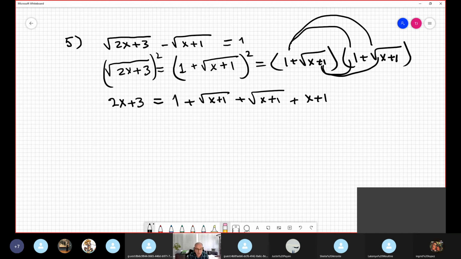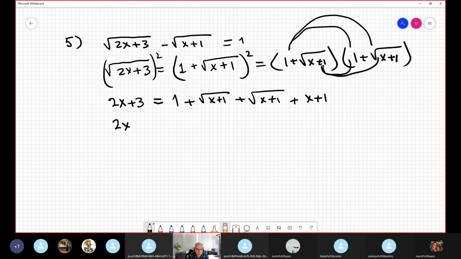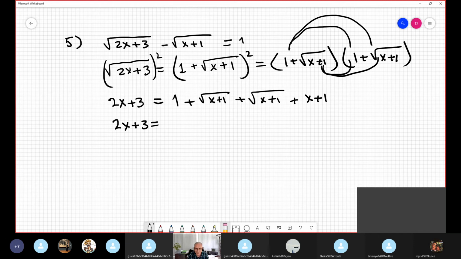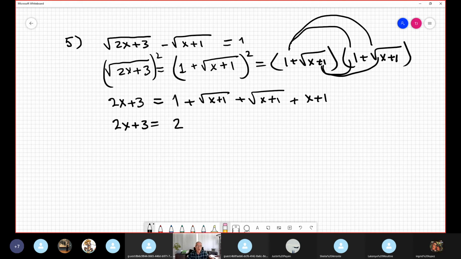Now we combine like terms. 2x plus 3, I just copy. 1 plus 1 is 2. This one and this one is 2. There is no reason to have 1 in the first part and 1 in the last part. Together, combine. And x. And the radical is the same as twice.